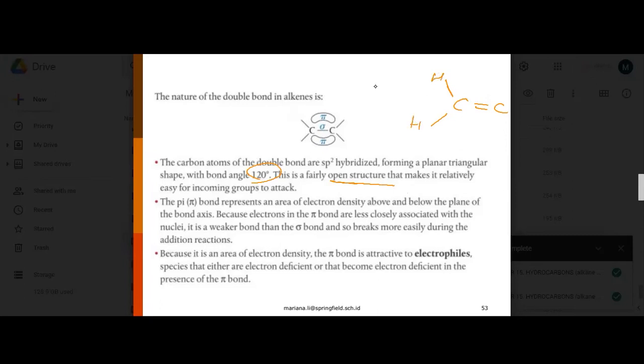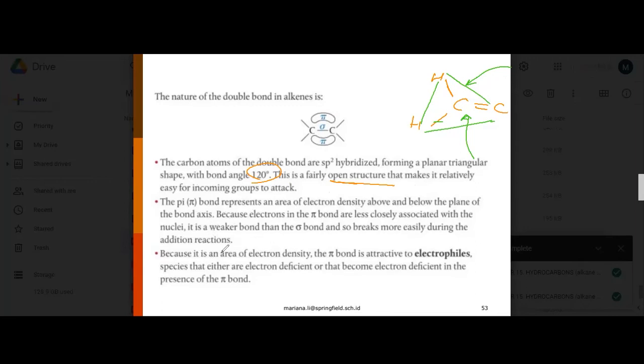Why is it said to be open? This is planar, right? So the reactants can attack from above or from below. That's why it is called an open structure, easy for incoming groups to attack. The pi bond represents an area of electron density above and below the plane.